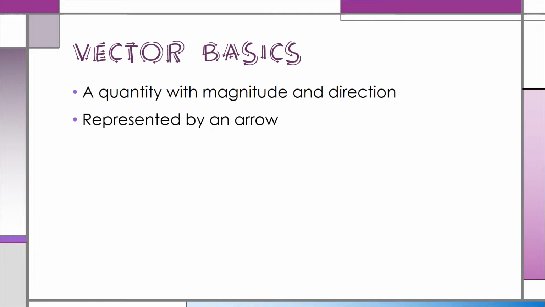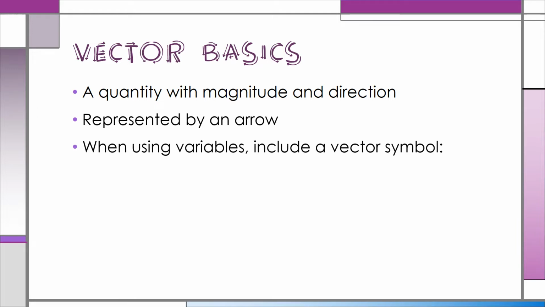Vectors are represented by arrows, which is convenient because arrows have a length and they also have a distinct direction. When we're using variables for something that is a vector quantity, we need to include the vector symbol with them. So let's think of some vector quantities that we've had already. The vector quantities we've already seen in physics include displacement, velocity, acceleration, and force. So now, when we're using these variables for our quantities, if we care about the direction of the quantity, we'll use this little vector symbol on top of the variable representing that quantity.